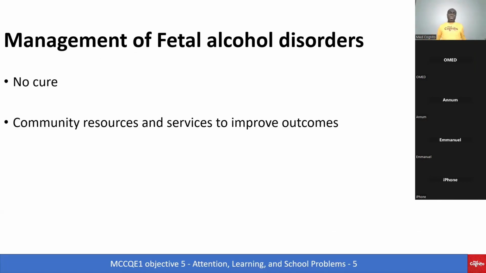What about fetal alcohol disorders? Fetal alcohol disorders have no cure. Basically, you want to put them through community resources and services to improve outcomes. That's fetal alcohol disorders.